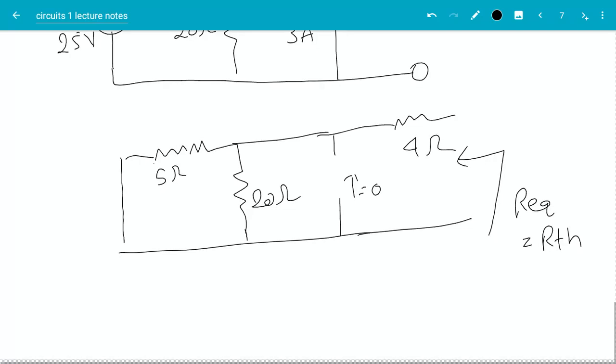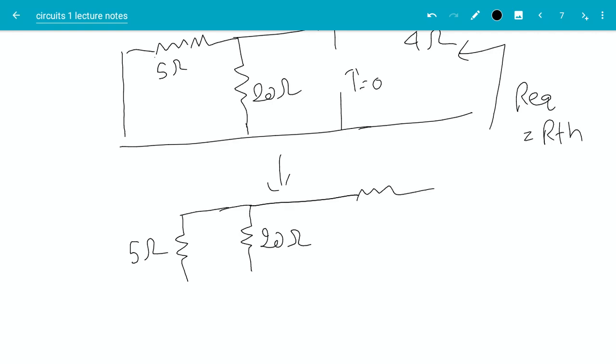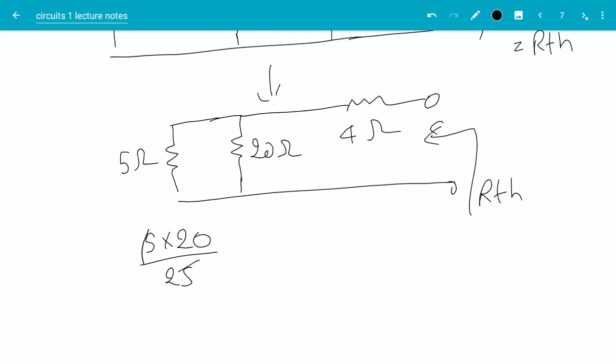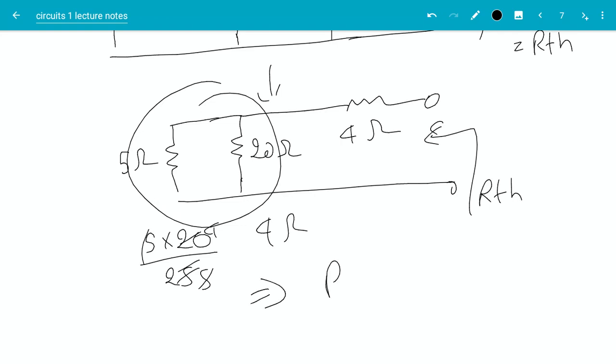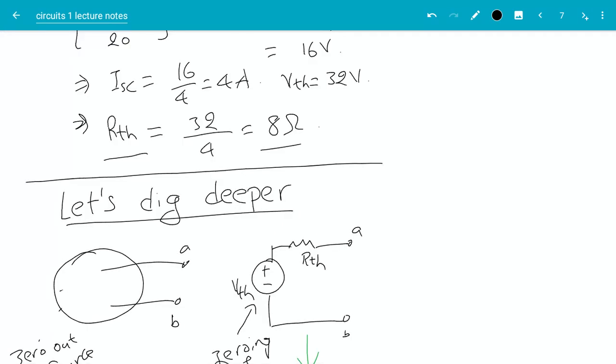So if you simplify the circuit a little bit, this is 5 ohms in parallel with 20 ohms, and both of that is in series with 4 ohms, like that. And the equivalent resistance looking in here is RTH. So 5 parallel 20 is 5 times 20 divided by 25, which is 4. So this is 4 ohms plus 4 ohms. So this implies RTH should be equal to 8 ohms, which is also what we got. Let's see, I hope that's the same thing. Yep, this is also what we got over there.